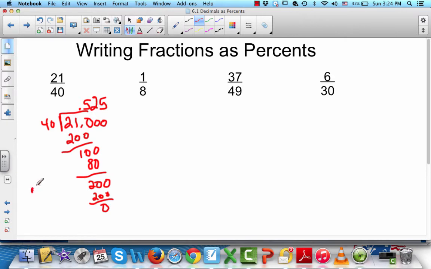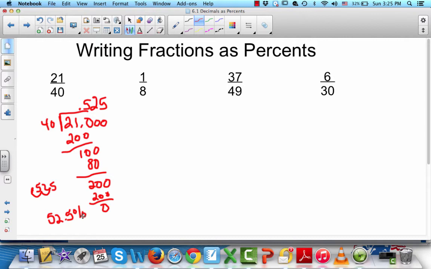Well, here we go, 0.525. And we want to change that to a percent. So remember, change it from a decimal to a percent. We move it 2 places to the right, and we get 52.5%.